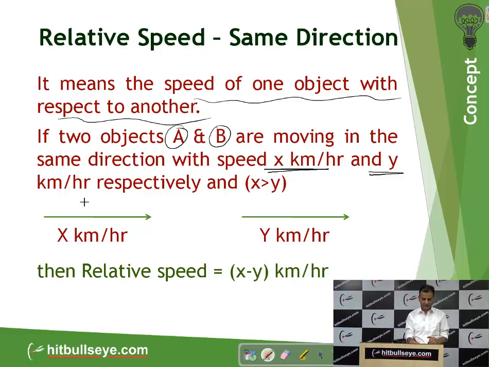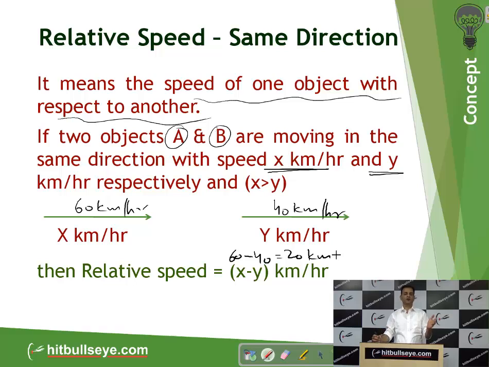Now I will take a mathematical example. Suppose x is moving with a speed of 60 km per hour and y with a speed of 40 km per hour. What will be the relative speed? The meaning of relative speed is how much distance x is gaining over y in 1 hour. Now the figures are 60 and 40. Can we say 60 minus 40 is equal to 20 km? That means x is gaining 20 km per hour over y. So it is the difference of two speeds when the two bodies are moving in the same direction.